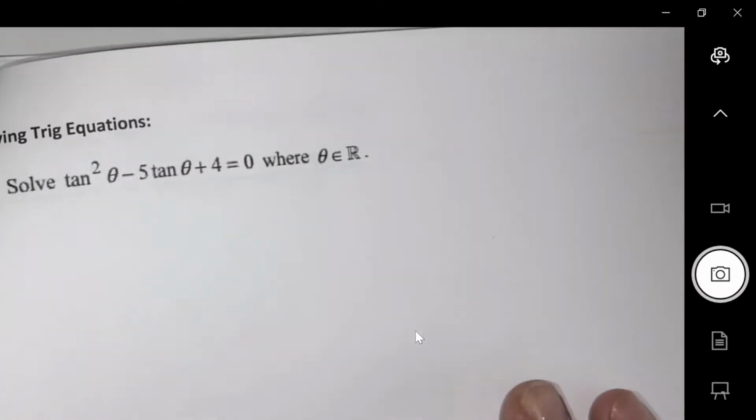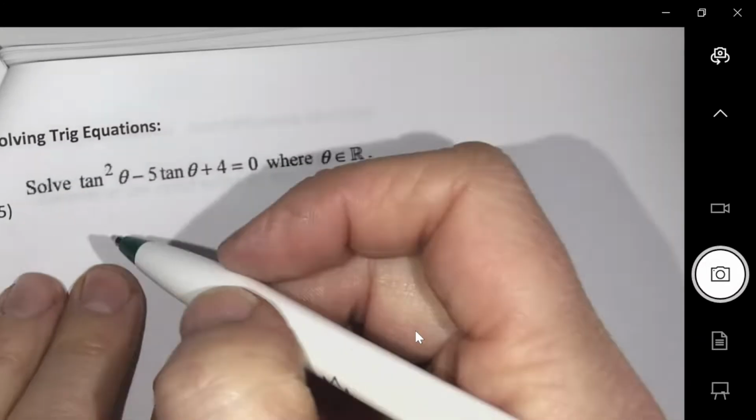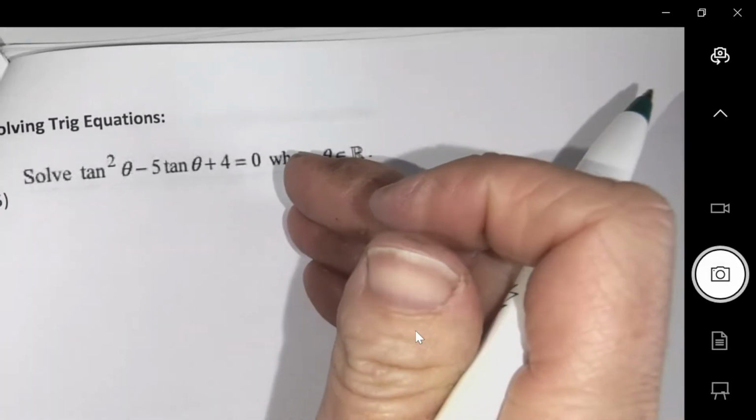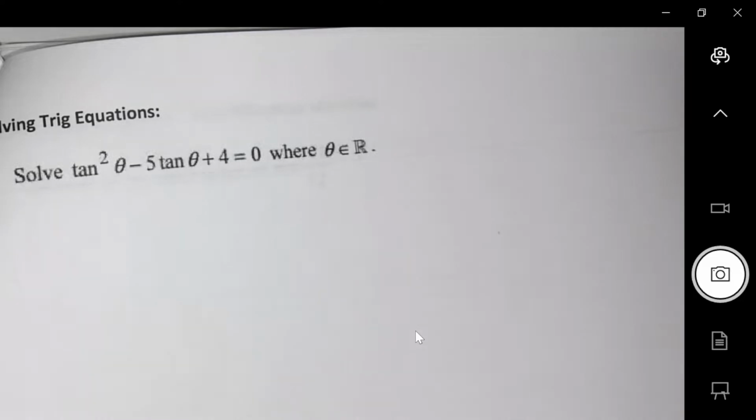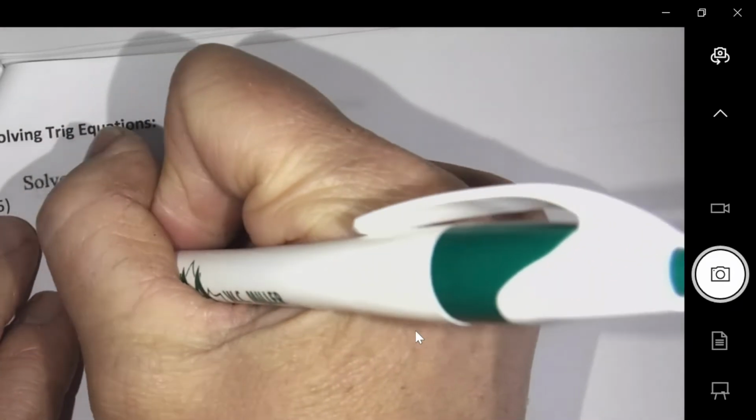Okay, solve for the angle. So, not thinking with angles, just what's the algebra? Do you isolate or do you try to factor? What do you want to do? Factor. What if something didn't factor? Quadratic equation.